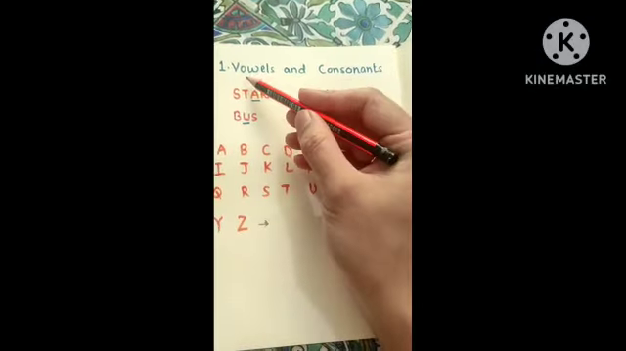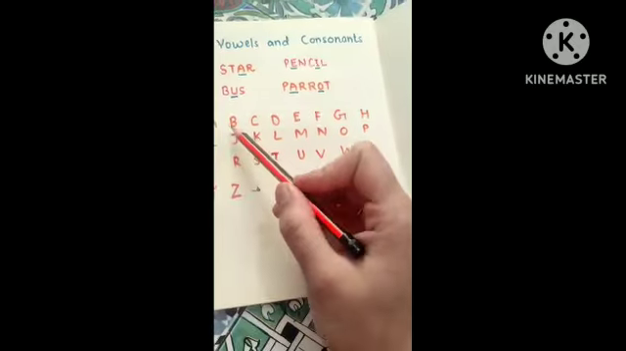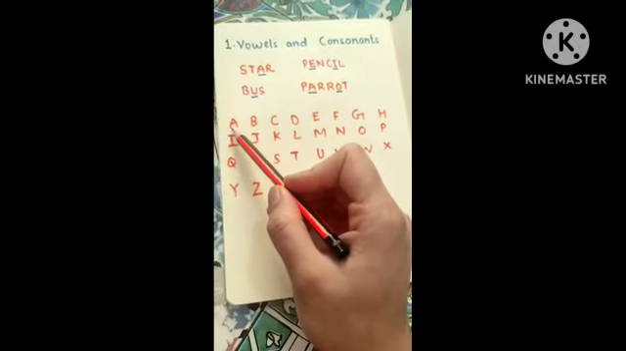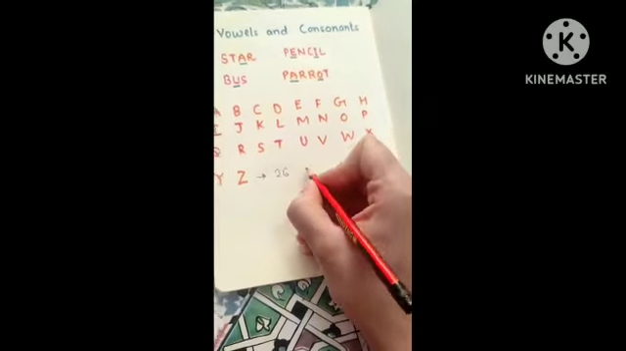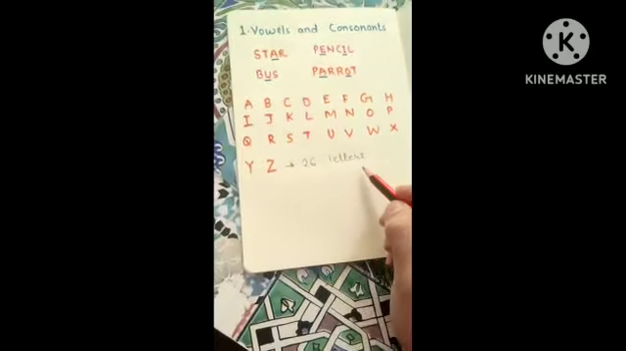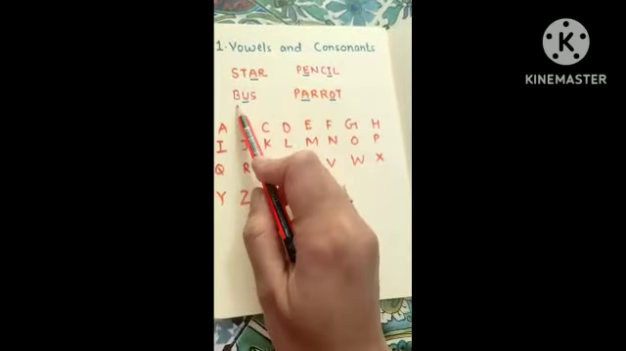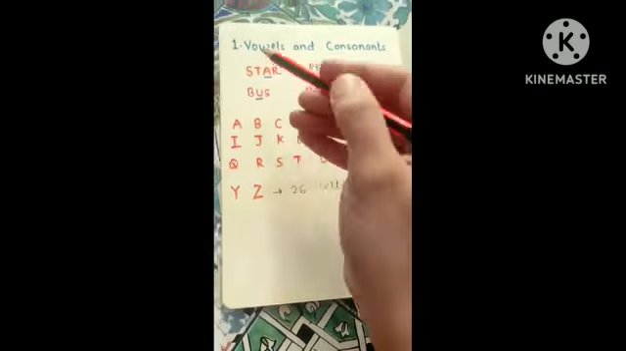Today we will learn vowels and consonants. If you notice, there are 26 letters in the English alphabet. Now if you look at these words, some letters in these words are underlined.